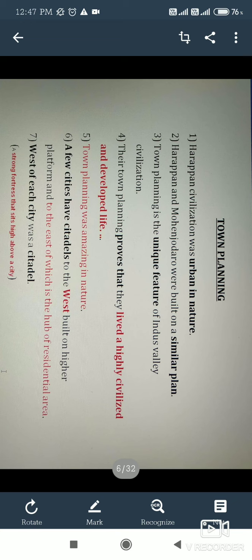Then we'll go for the town planning. How the people were residing, how they constructed their houses, what was the planning of their houses, what is the drainage system, how they go outside, how they cultivate the land, the proper water system, the proper fortress, the proper boundary system they have developed. I have written a lot of points regarding town planning. Then we'll discuss one by one.